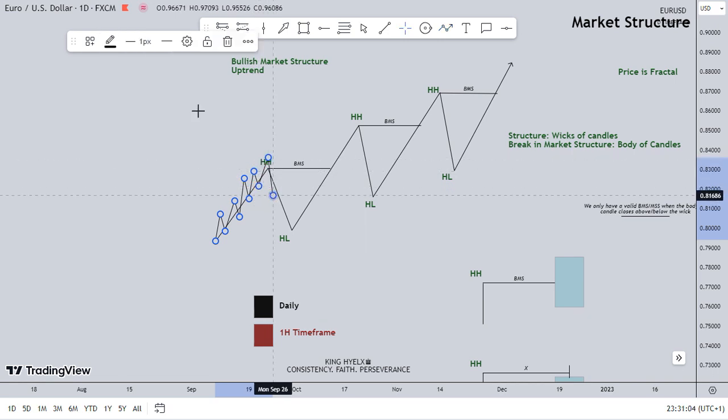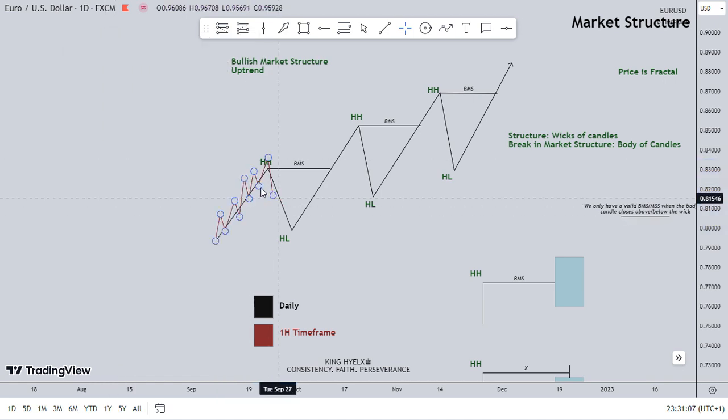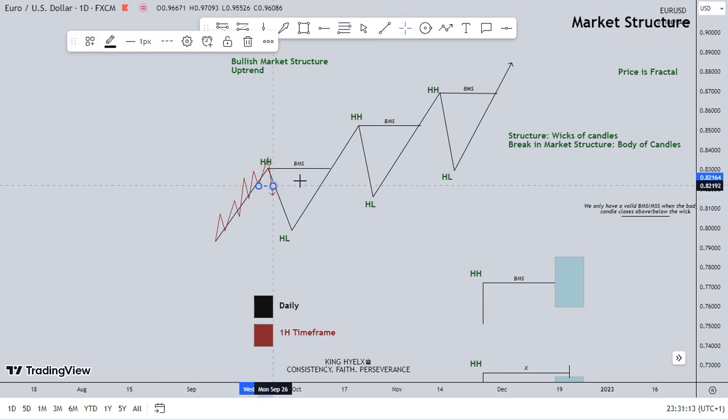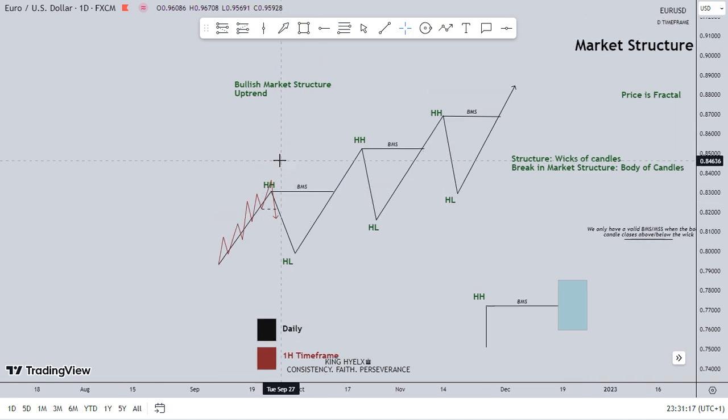And then you might see something like this, whereby we break structure to the downside and start thinking, we're bearish now, and that's because you're on the 1 hour time frame. But when you go to the higher time frame, you realize that okay, we broke market structure, but does that really mean we're now bearish, or does that mean we're about to retrace to certain levels and then continue going higher, right?